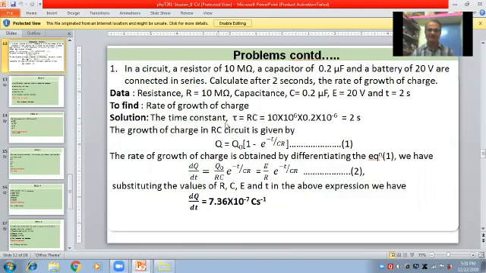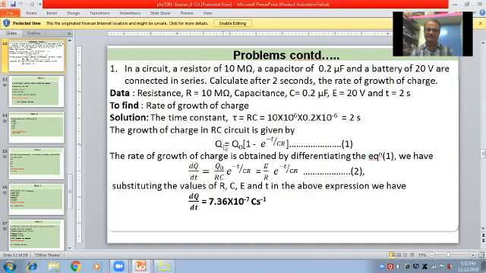So the time constant tau is equal to RC. The value of R is 10 mega ohm. Mega ohm means 10 to the power 6. And capacitor value C is 0.2 microfarad, 0.2 into 10 to the power minus 6 because micro. So this product gives 2 seconds.